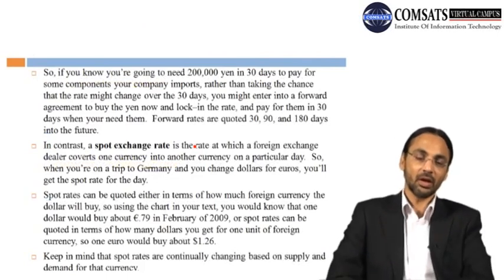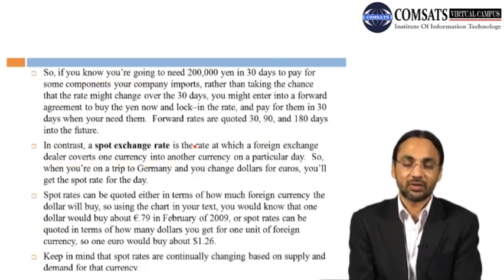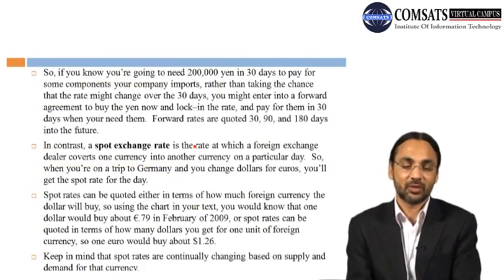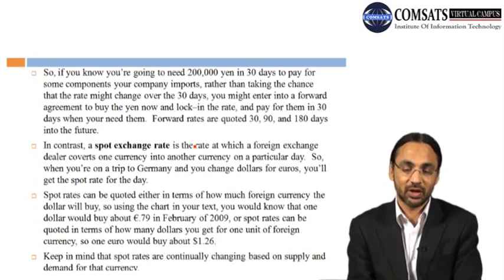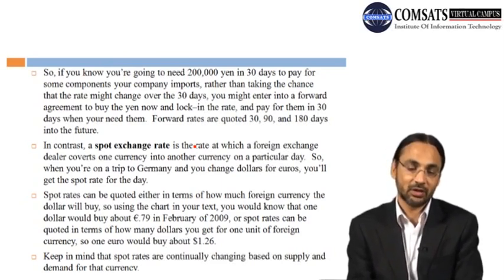Okay, if you know you are going to need 200,000 yen in 30 days to pay for some components your company imports, rather than taking a chance that the rate might change over the 30 days, you might enter into a forward agreement to buy the yen now and lock in the rate and pay for them in 30 days when you need them. Forward rates are quoted 30, 90, 180 days into the future.